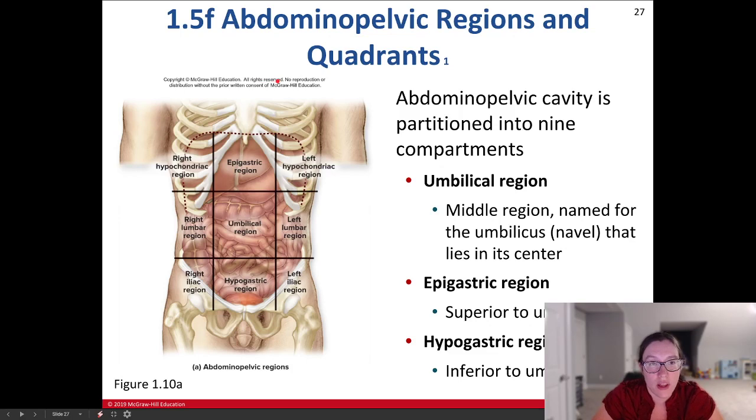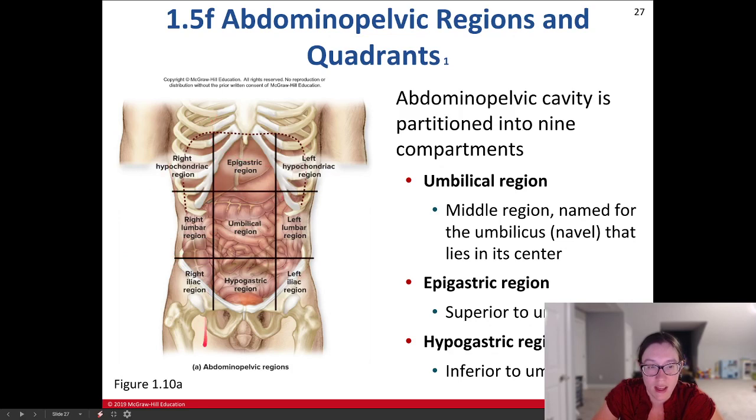So, next, I'm going to be talking about abdominopelvic regions and quadrants. Remember that we talked about the abdominopelvic cavity and how it has all these organs in it, like all the digestive organs and the reproductive organs and the urinary organs. And because of that, in order to make it a little bit easier, we can divide it. Using planes, right? We can divide it into 9 different regions.